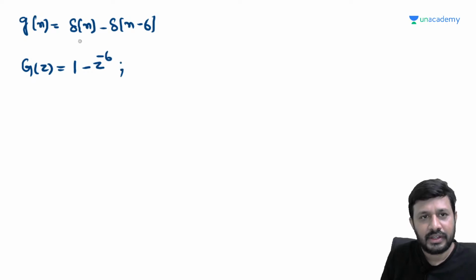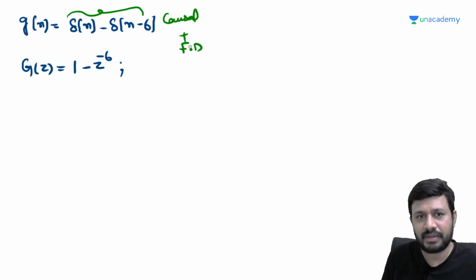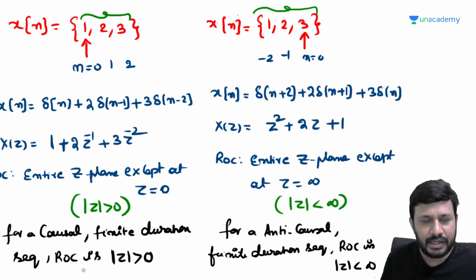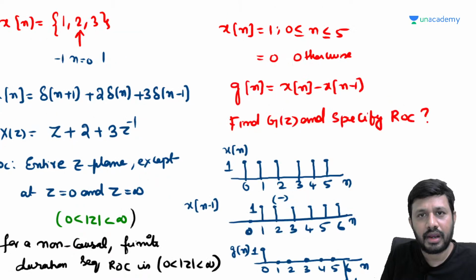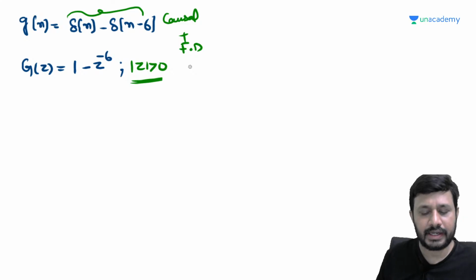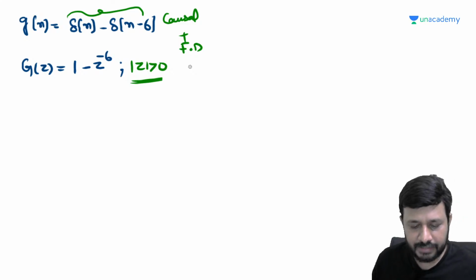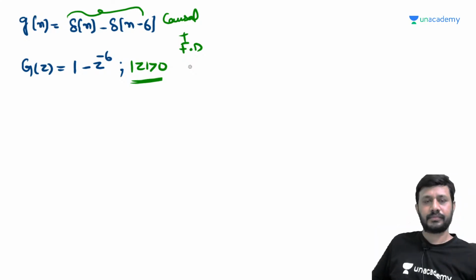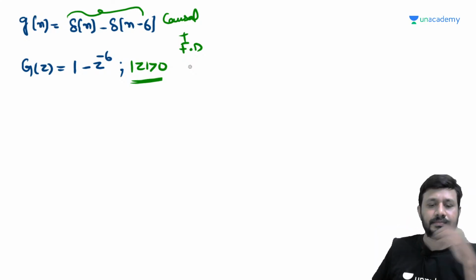Now what is the ROC? What kind of signal is this one? This is a causal finite duration signal. G of n is causal because it is 0 for n less than 0. Finite duration because only 2 samples are present. For a causal finite duration sequence, what is the ROC? Entire z plane except at z equal to 0, or mod z greater than 0. Yes, Fazal, you are right. Pranay, you are also right.